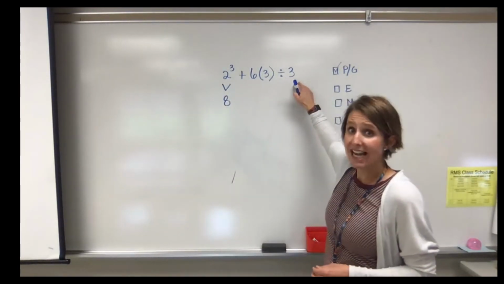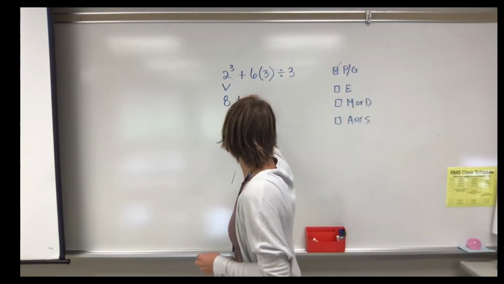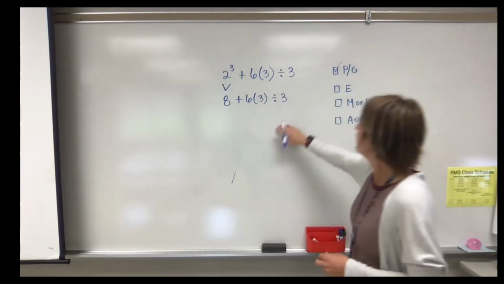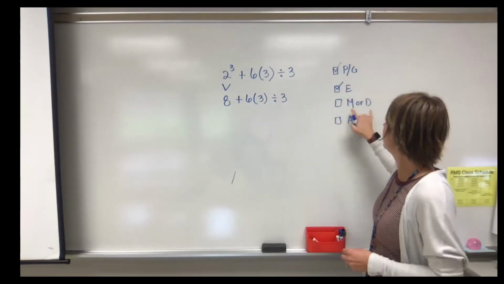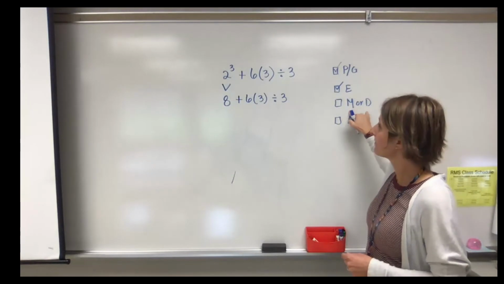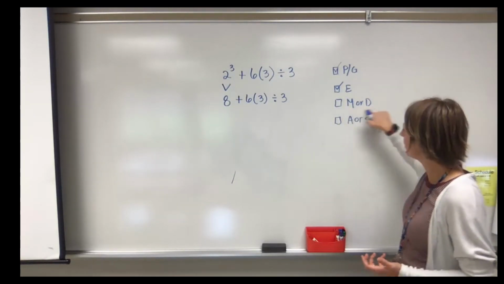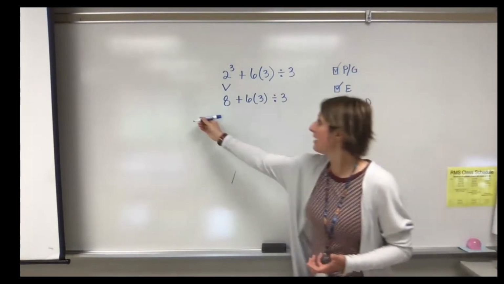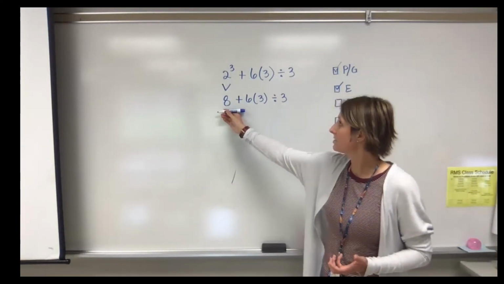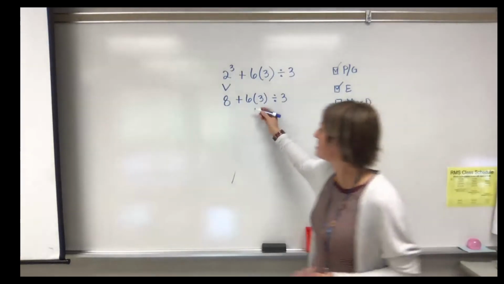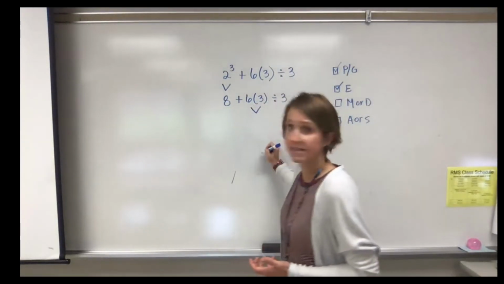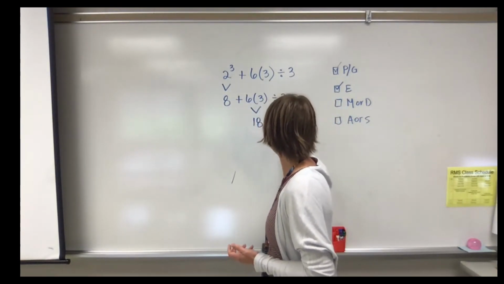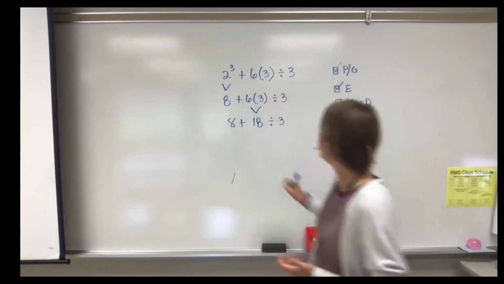Now, everything else that I haven't simplified yet is going to drop down. Do I have any more exponents? Nope. Multiplication or division? Gosh, I have both. But remember, they're on the same level in my checklist. They're on the same level in the order of operations. I have to do whichever one comes first as I'm moving from left to right. The multiplication comes first. 6 times 3 is 18. Dropping down everything that I haven't worked with yet.